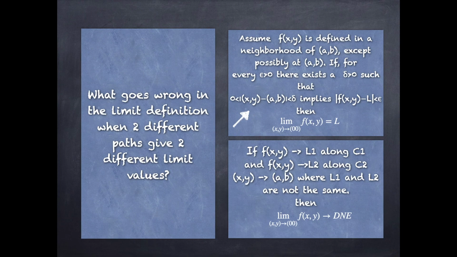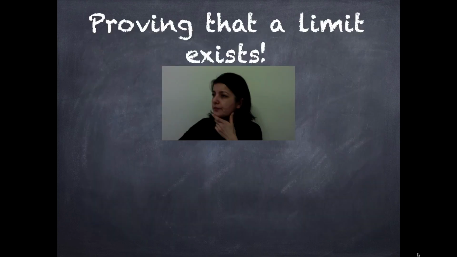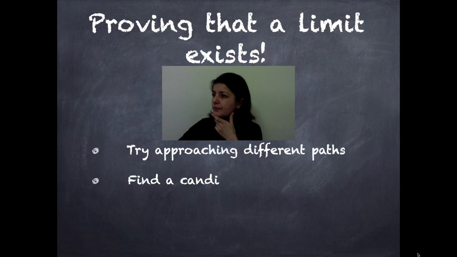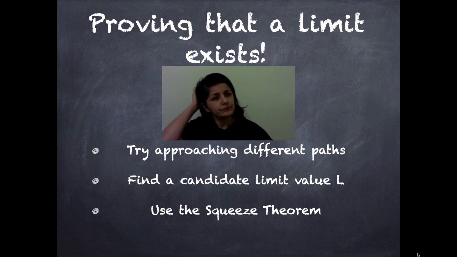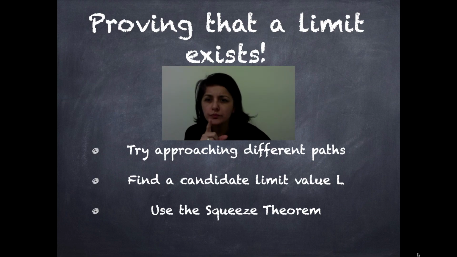Therefore, if we can find two different paths of approach along which the function has different limits, then it follows the limit does not exist. Proving that the limit exists is a little more work. It involves working with absolute values and inequalities. First, you need to try approaching a few different paths to find a candidate limit, and then use the squeeze theorem. You can also use the epsilon delta definition. We just did not go into the details of this in this course.